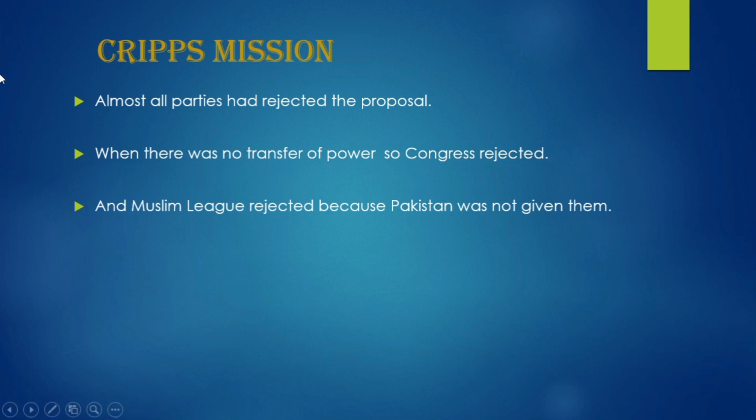And after that, as there was no transfer of power, Congress rejected it. The main reason Congress rejected this proposal was that there was no transfer of power. So it was futile and useless for them, and they decided to reject it. The Muslim League rejected it because Pakistan was not given to them. They had demanded Pakistan, but it was not given, so they also rejected it. I hope you are getting it, students.